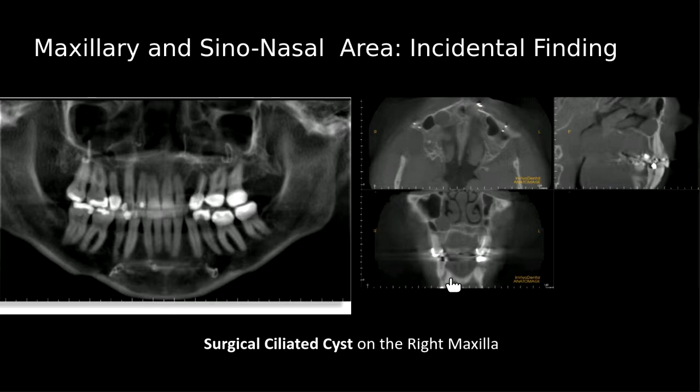So these are surgical ciliated cysts. They did surgery, and when the surgeon is using the blade, it got transported to the other area in the maxilla, and that's how the cyst started. These cysts are pretty common in Japan. They tend to do a lot of osteotomy or bilateral sagittal split osteotomy.